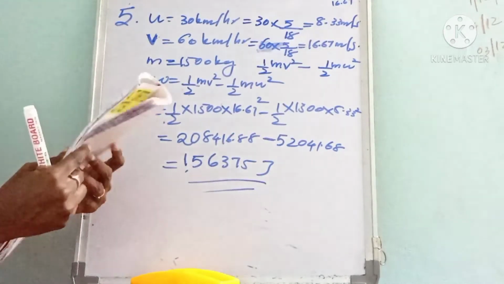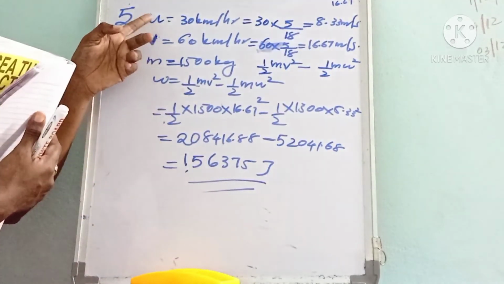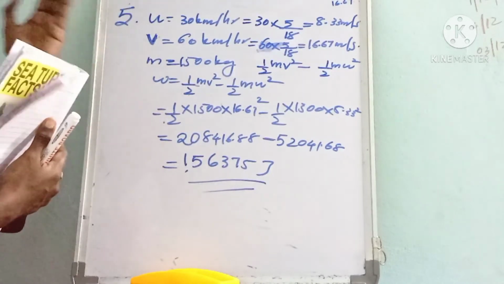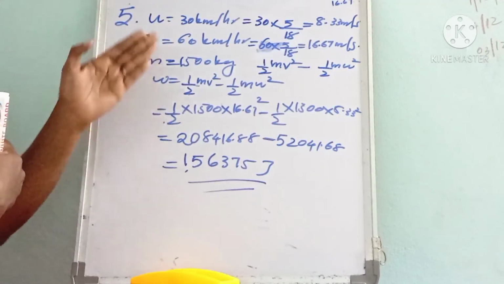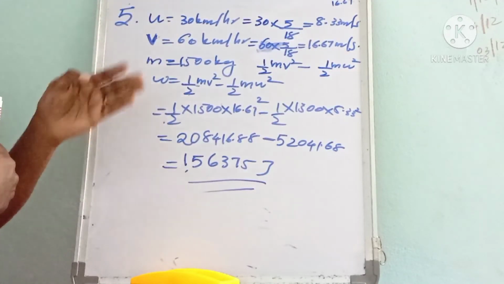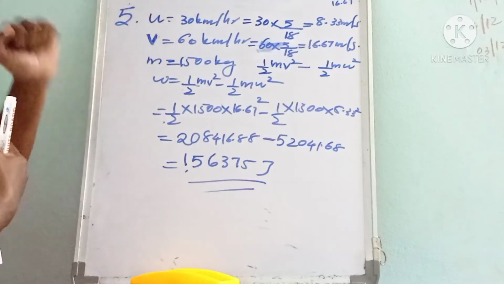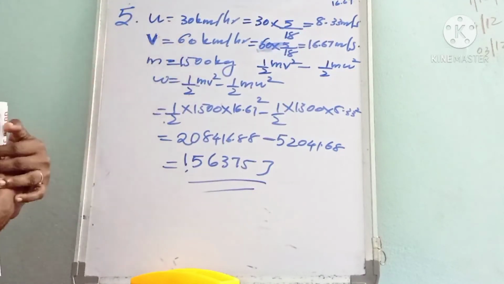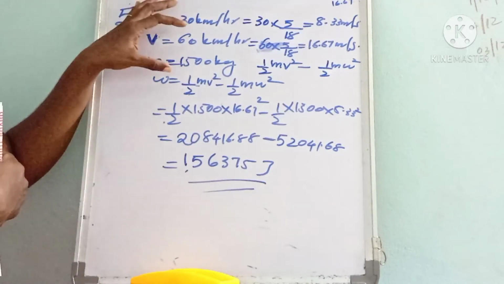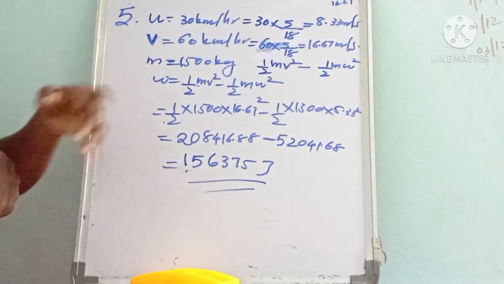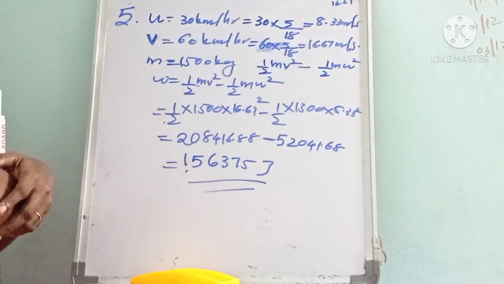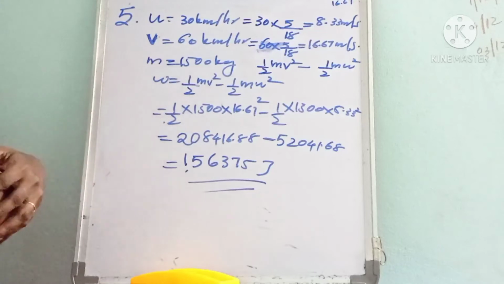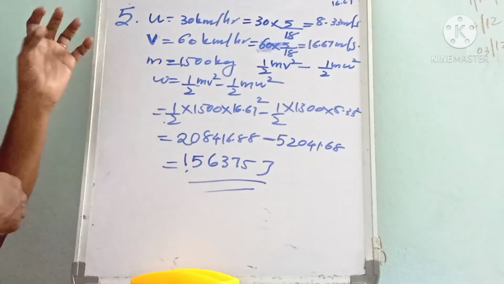Here we have to find the work done to increase the velocity of a car from 30 km per hour to 60 km per hour. So the initial velocity u is equal to 30 km per hour and the final velocity v is equal to 60 km per hour. We have to convert both the velocities into meter per second. So we got 8.33 meter per second and 16.67 meter per second. Then the mass is given as 1500 kg. You have to calculate the work done.